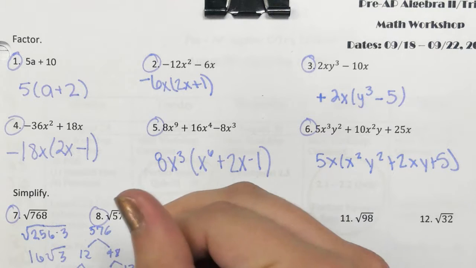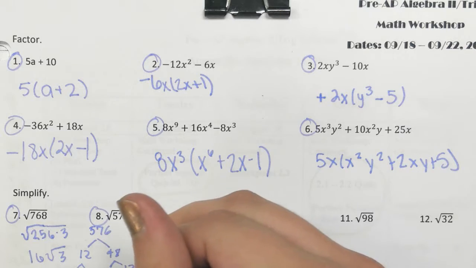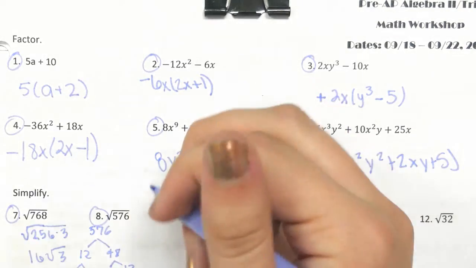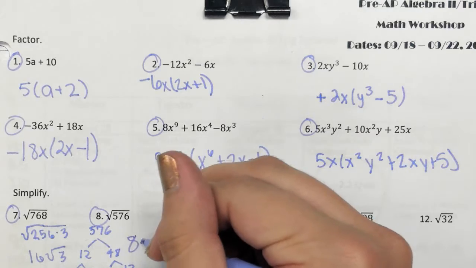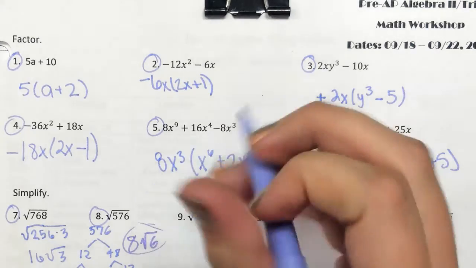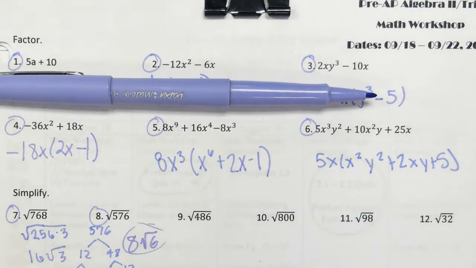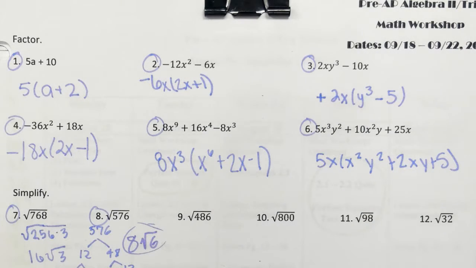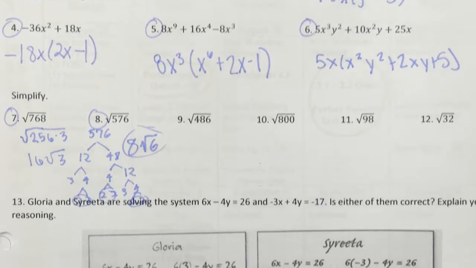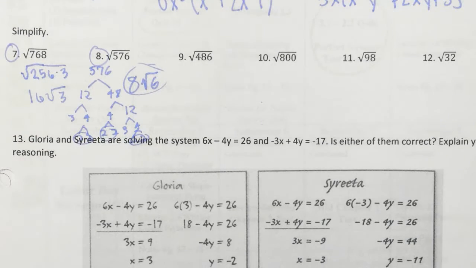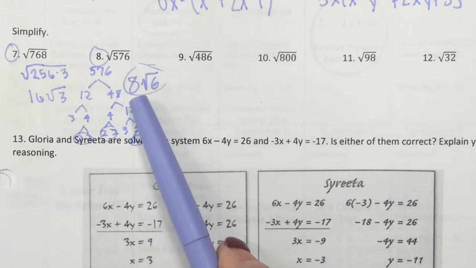Wait, I have a question. Are only 1 through 25 considered perfect squares? No, that's just the ones we're worried about right now. 26 could be a perfect square, 26 times 26. What's the largest number though? Infinite. Whatever number you want times itself is a perfect square. So 1,000 times 1,000 would be a perfect square. Or 1,000,000 times 1,000,000. All right, did y'all get 8 square root of 6?